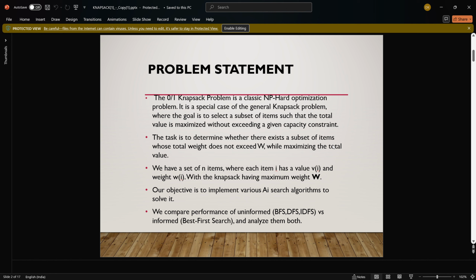So we compare performances of uninformed and informed algorithms. Uninformed being BFS, DFS, IDFS, and in informed we are looking into best first search.